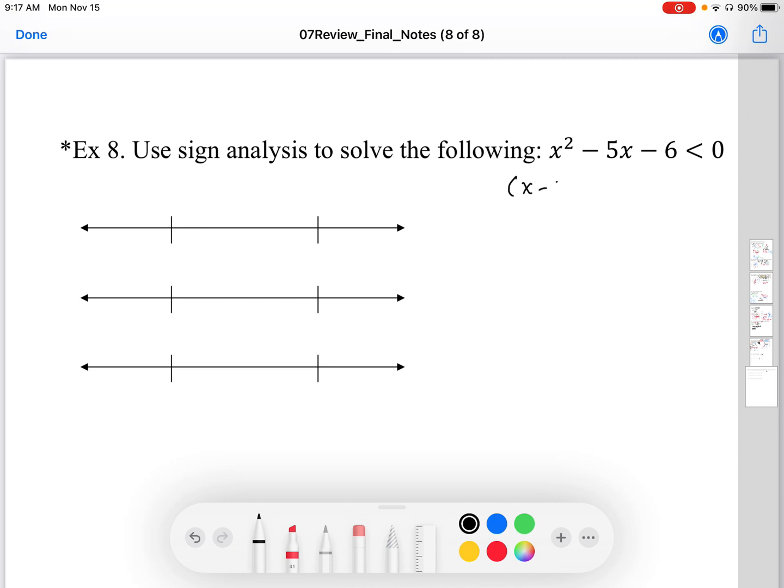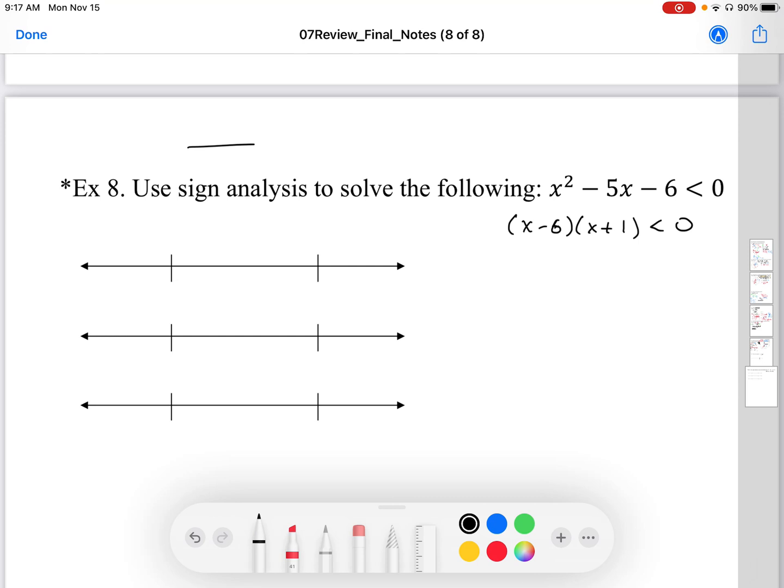So I need to factor this. I'm going to factor this x minus 6, x plus 1. And so I know my boundaries are going to be at positive 6 and negative 1. So I'm just going to draw my solution out here. And there's a few ways I can do this. So there's 6 and there's negative 1.